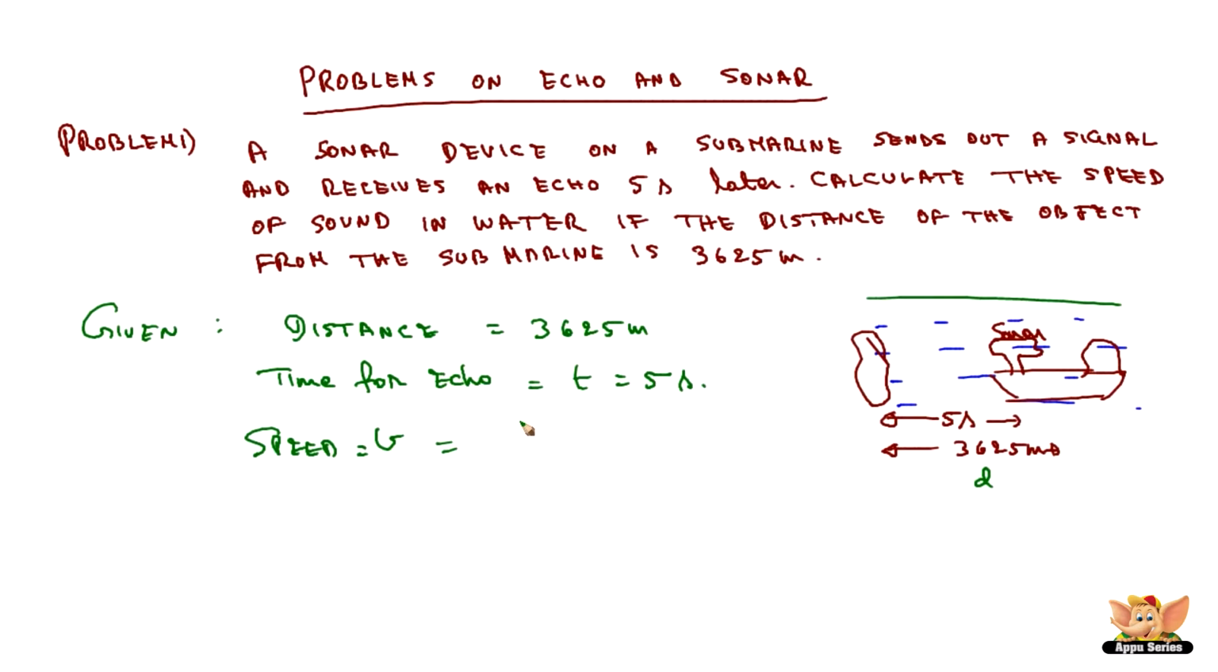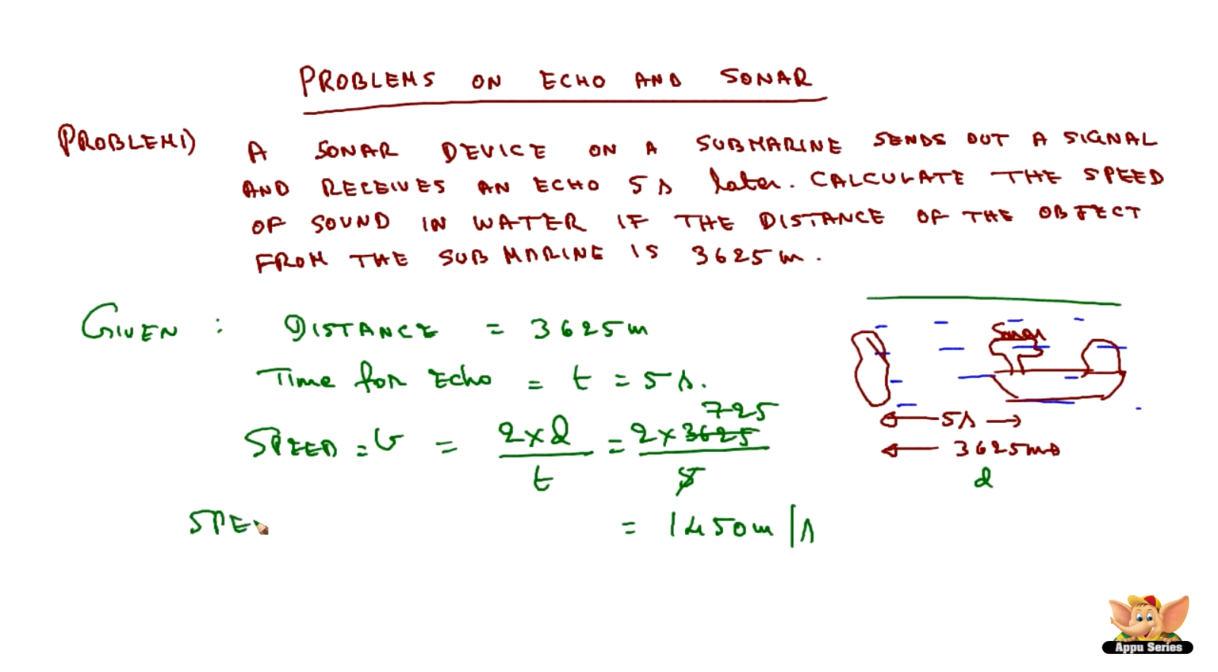So v is distance by time. Here the distance is 2 into d by time. So 2 into 3625 by t, which is 5 seconds. So on cancellation we get it as 1450 meter per second. That means 1450 meter per second is the speed of sound in water in this particular problem.